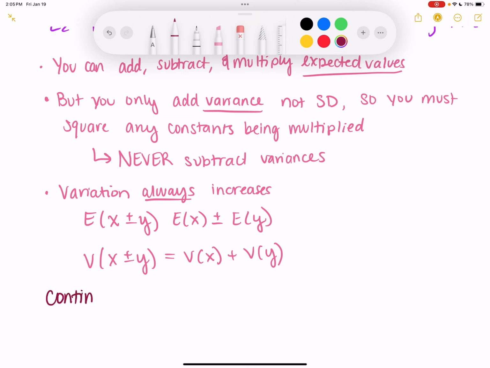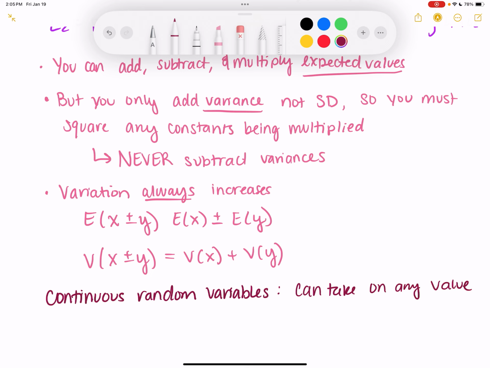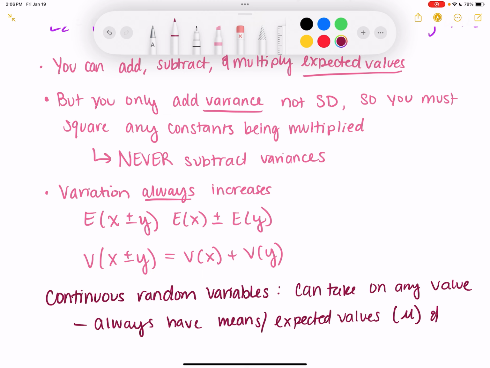Continuous random variables can take on any value. They always have means or expected values, mu, and standard deviations, sigma.